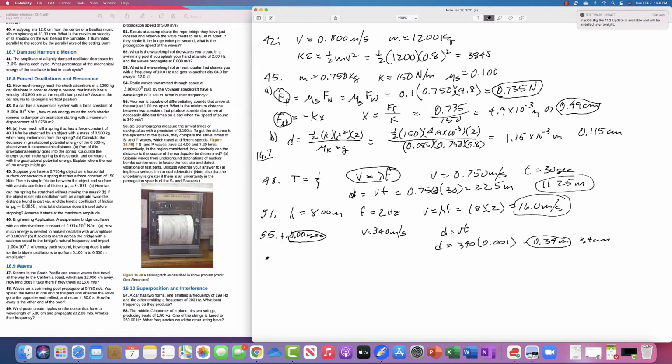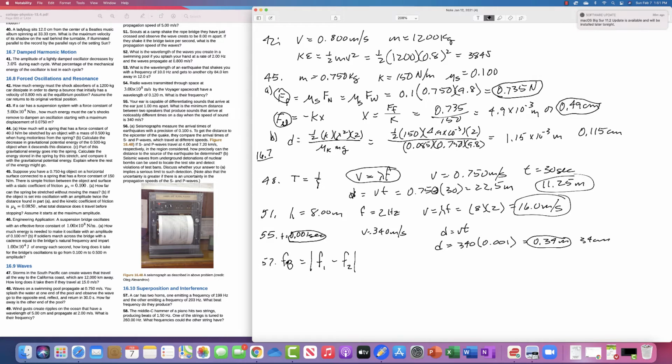Number 57. Now with 57, we start talking about interference and superposition, and we talk about the concept of beat frequency. The beat frequency is something that occurs when two waves run into each other and they have a very close frequency to each other. And the beat frequency is the frequency of one minus the frequency of the other, the absolute value of that, okay? And you can only hear beats when these two frequencies are very close together.